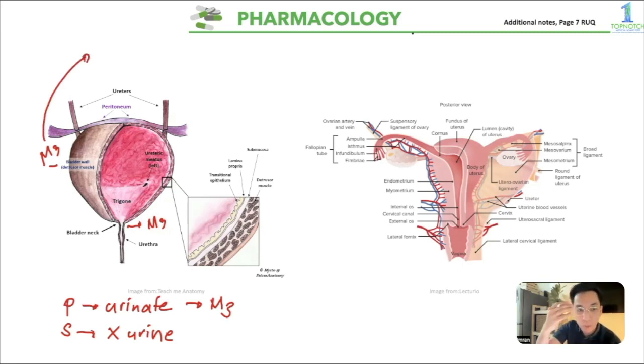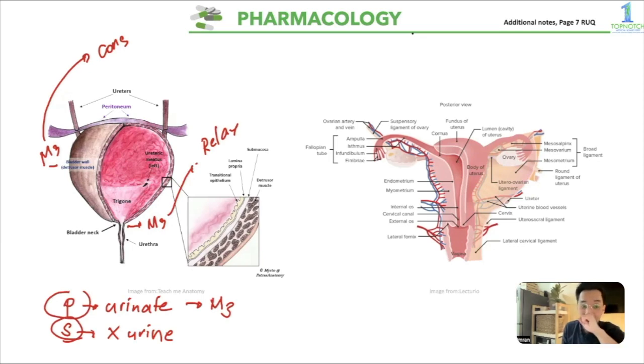imagine, what is the goal of the parasympathetic? To urinate. So therefore, the detrusor muscle would what? Constrict or relax to urinate? Constrict. It should constrict or contract. While the bladder neck, to urinate, should relax or constrict? It should relax. All right? So that is the parasympathetic innervation of our urinary system.